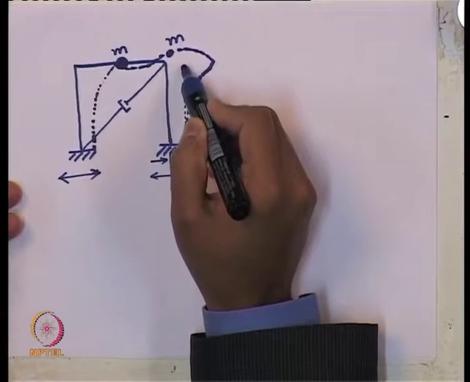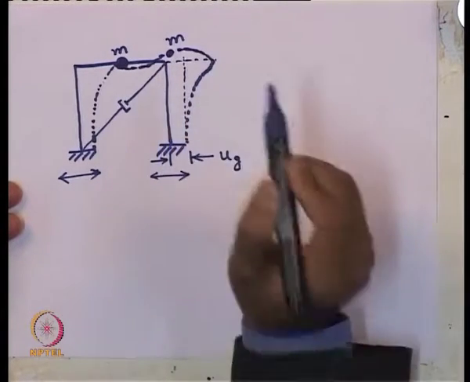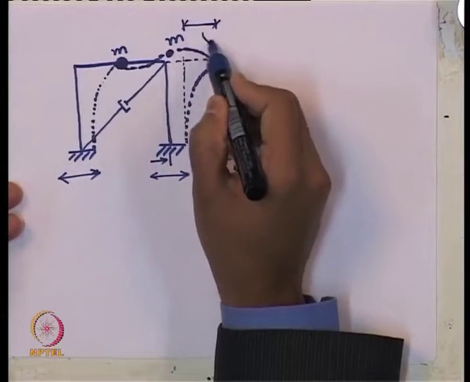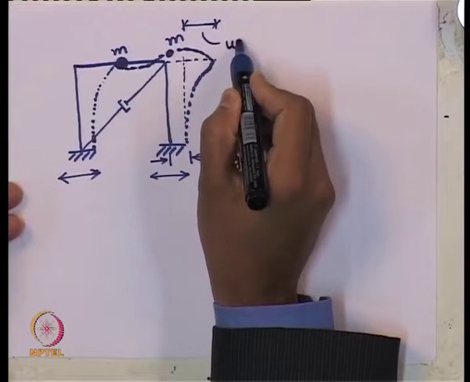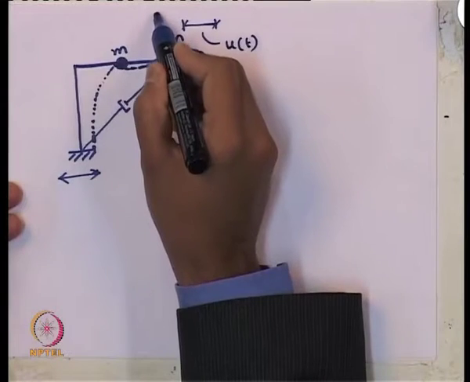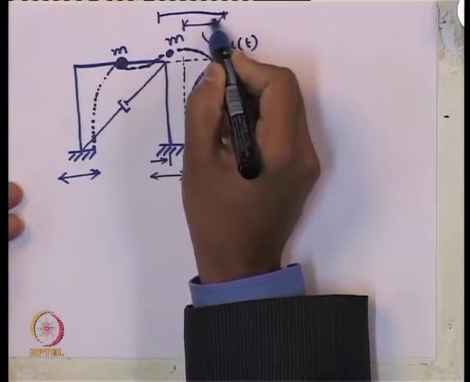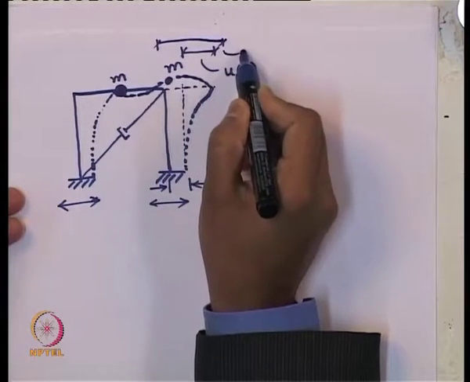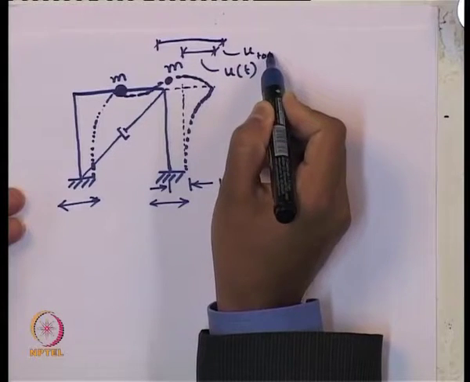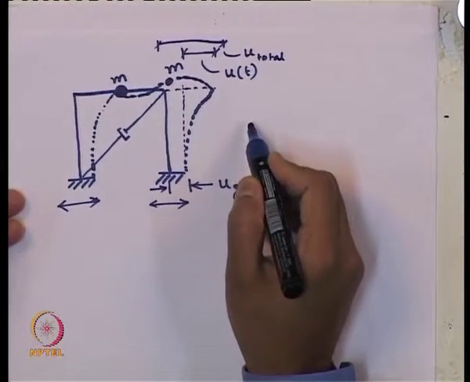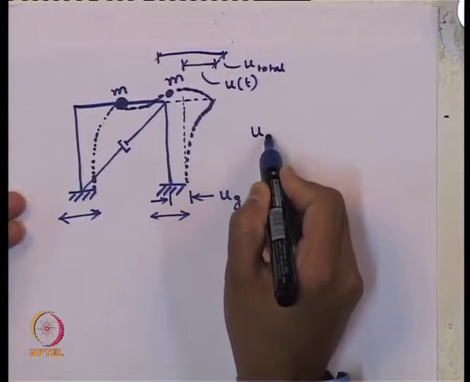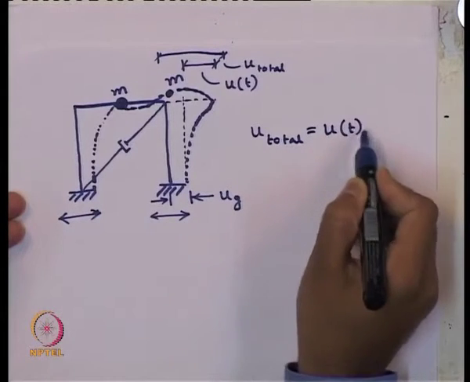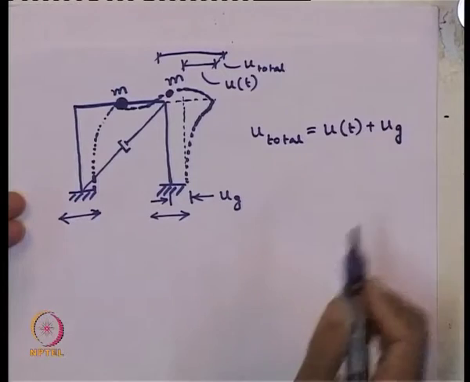At this level, where we are considering the mass to be concentrated, that additional displacement let us say is u of t, and the total displacement at this top level, let us denote as u total. So, what we can see from this is, u total is nothing but u of t plus the ground displacement.